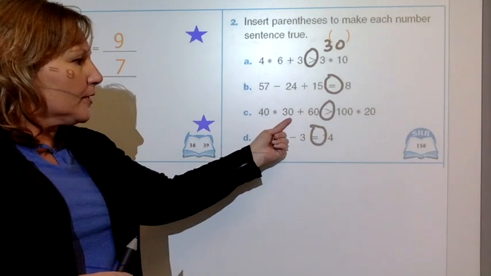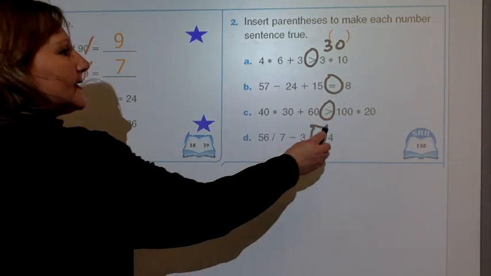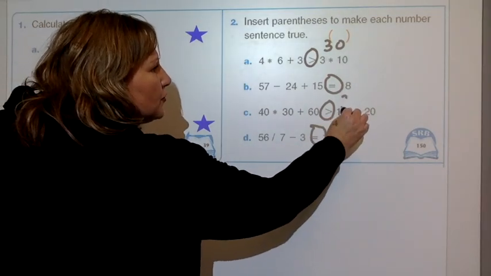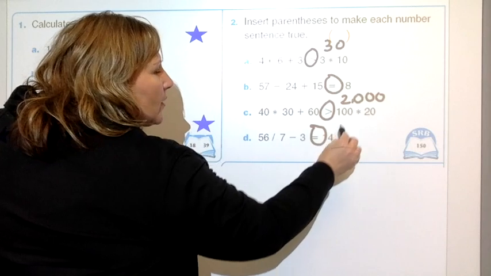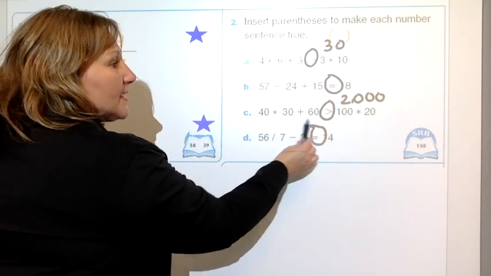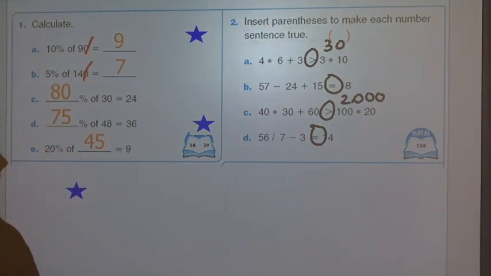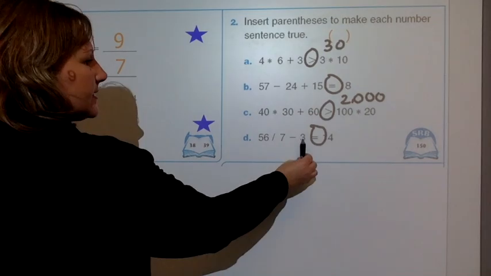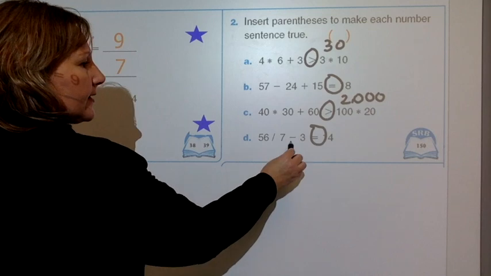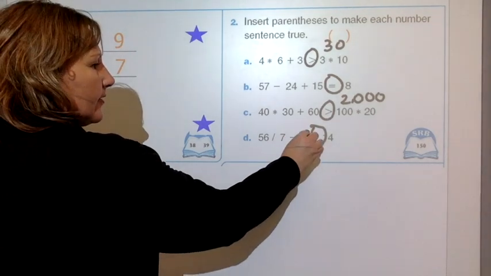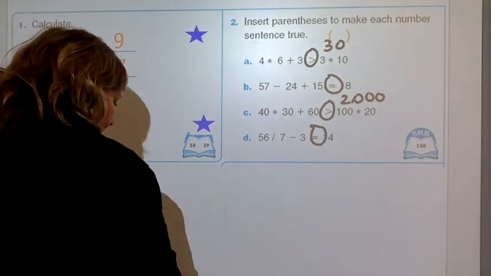Okay, this side has 3 numbers. I noticed that this side only has 2 numbers, so I'm going to go ahead and multiply those. 20 times 100, 2 times 1 is 2, and add 3 zeros. 1, 2, 3. 1, 2, 3. So I want to get this side to say something is going to be greater than 2,000. This side has to be greater than 2,000. Last one, letter D. I want to get this side to say 14. So remember, you can try the 56 and the 7 first and then subtract 3, or you can do the 7 and the 3 first and take 57 divided by whatever that number is.